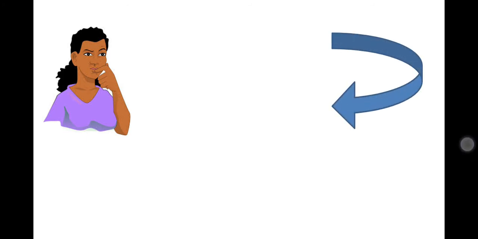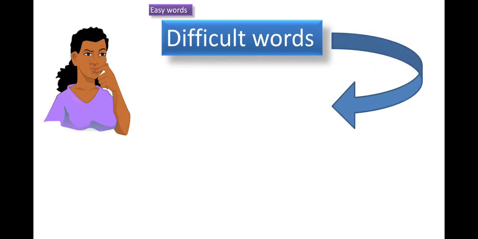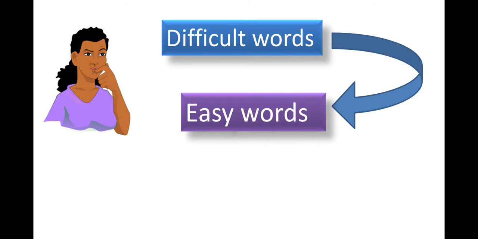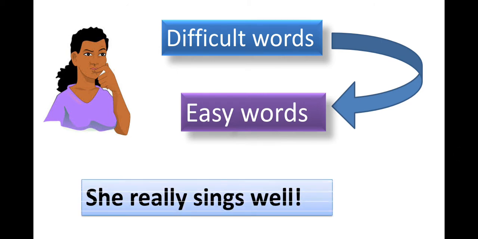You will replace difficult words with easy words. And how will you say that sentence? You will say, she really sings well. You are also appreciating that singer and that person also appreciated that singer, but he had his own way. He had a different word, but you have expressed the same sentence, same meaning in simple words.